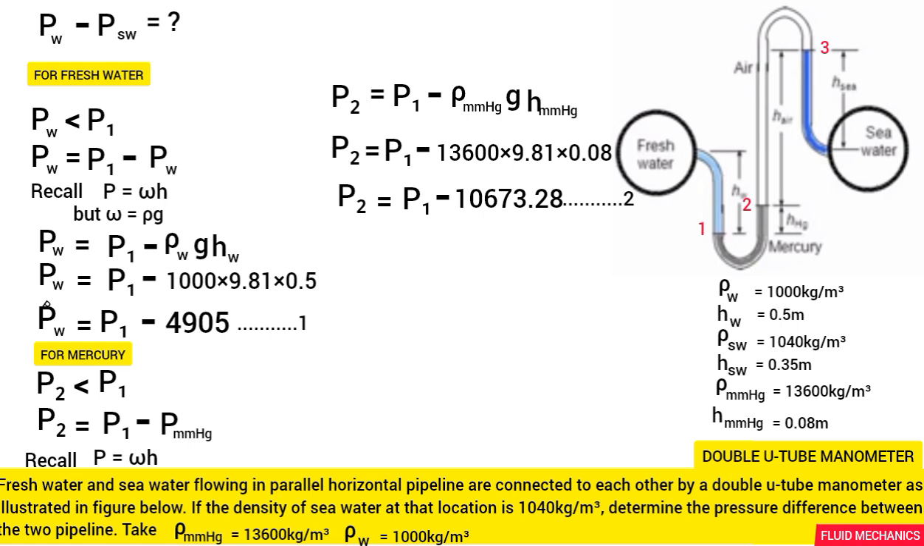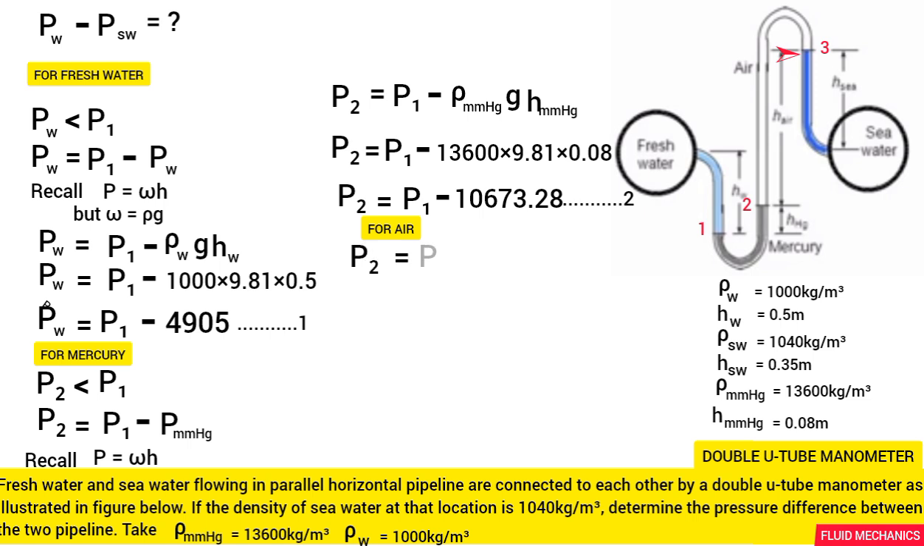If you now look at point 1 and point 2 and 3, that is where the air is occupying. And the density of the air is very negligible, right? It is small. So we are going to neglect it. So we'll just say that the pressure at point 2 here is equal to what?